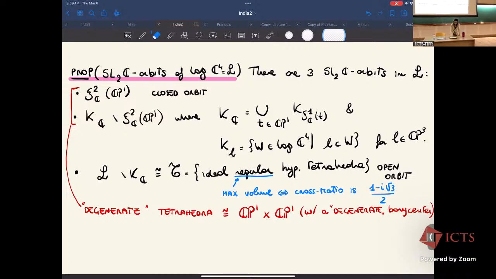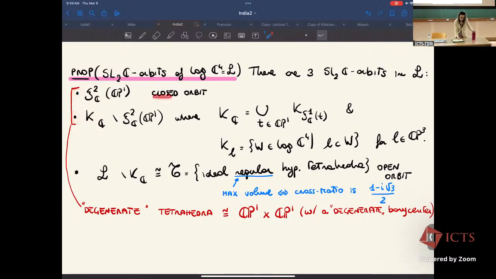So if you look at the SL2C orbit, again, how does SL2C act? SL2C acts on L by permuting the roots of the polynomial that you have. So that's why I'm defining the polynomial. It's the easy way to also define the action. And so we have 3 orbits, a closed orbit, which is the image of the C2 map.